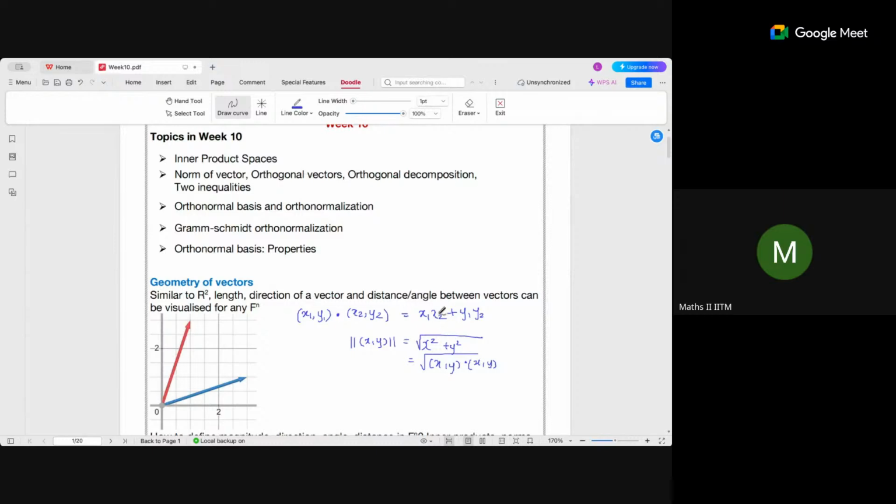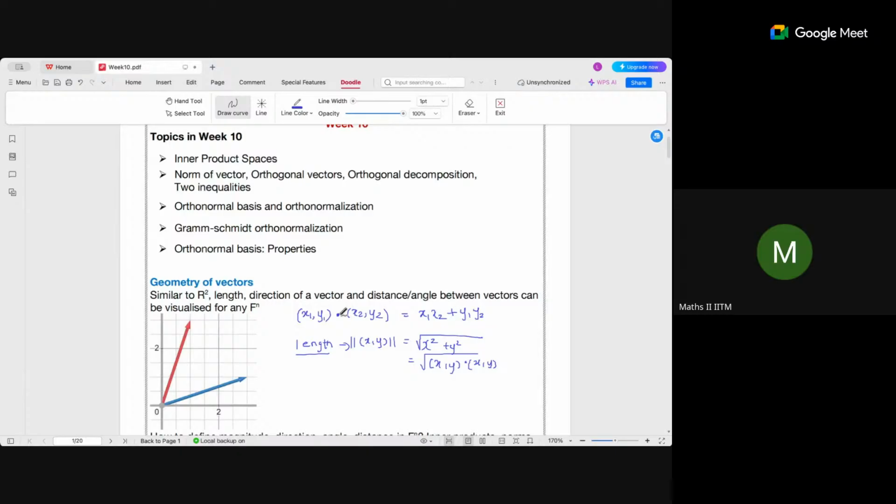So using a dot product, we can define what is the length of a vector, right? So this is the length of a vector. We can define length, and we can also define what is the angle between two vectors. We can find the distance between two vectors. All this, if you recall, we have already done using dot products in R2.